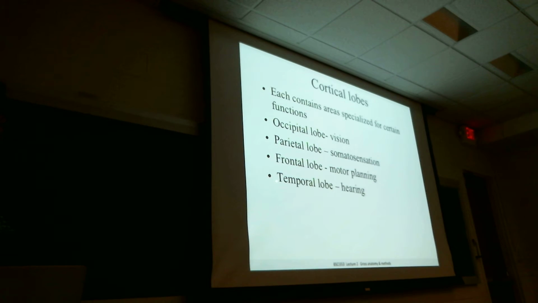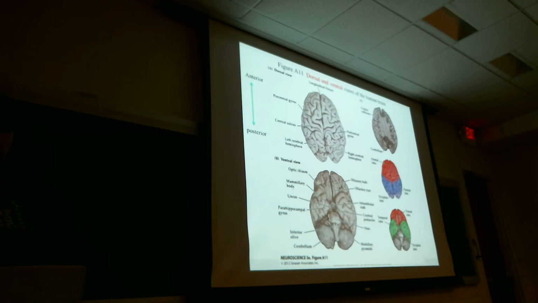And then the temporal lobe is involved in hearing, but as you'll see, a lot of the medial temporal lobe is involved in higher functions such as memory, that we'll talk about a lot later in the course. Okay, so here's a number of these things labeled. So this is a dorsal view of the brain. Anterior is to the top, posterior is to the bottom. Here's a ventral view.